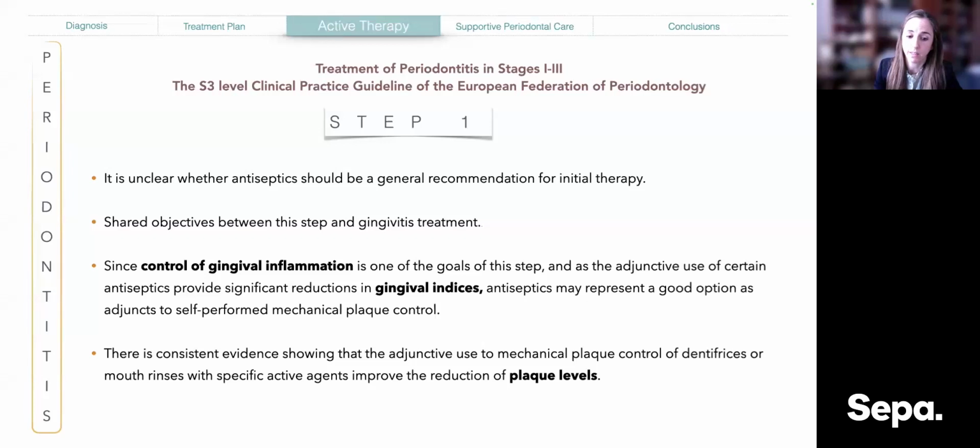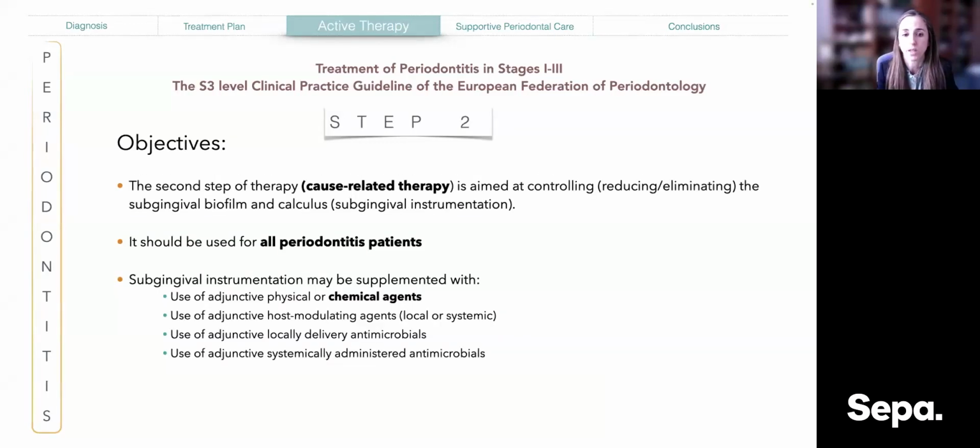Antiseptics provide significant reductions in gingival indices. Therefore, antiseptics may represent a good option as adjunct to self-performed mechanical plaque control. Additionally, there is consistent evidence showing that the adjunctive use to mechanical plaque control of toothpastes or mouth rinses with specific active agents improves the reduction of plaque levels. So probably the use of antiseptics would fit in this first step of treatment, although it was not specifically analyzed during the workshop and in this clinical practice guideline.